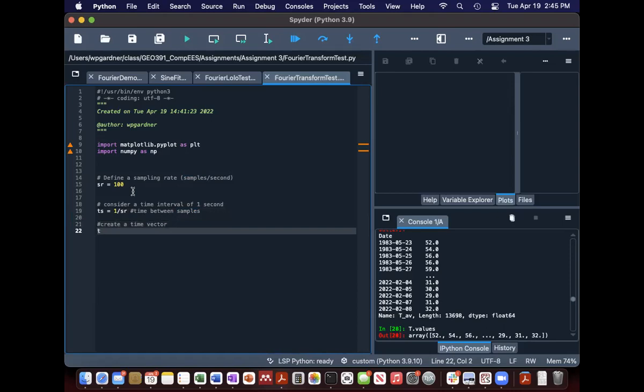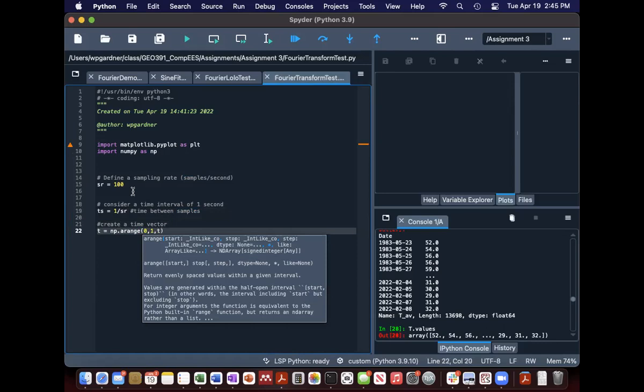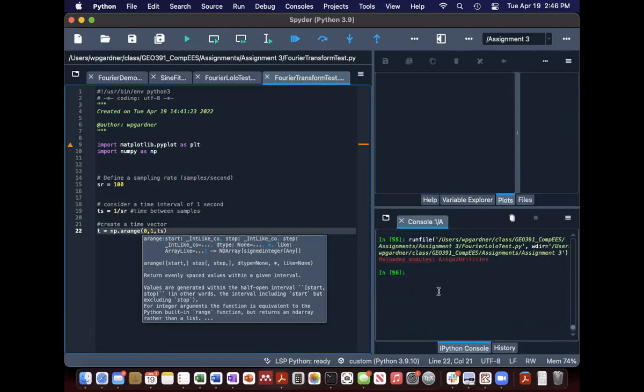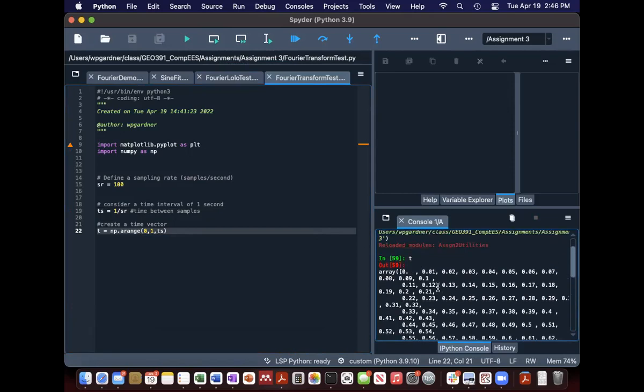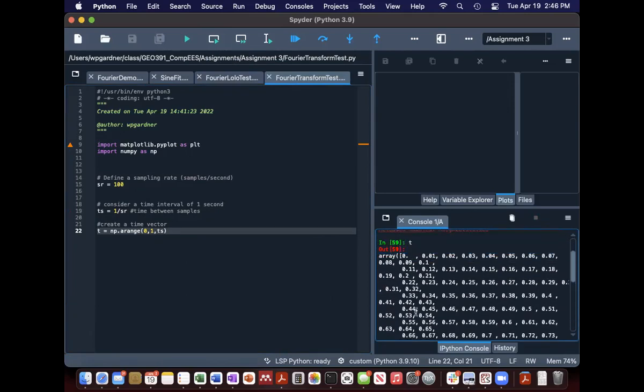So we will create a time vector that goes from 0 to 1 second, divided up by our sampling interval. All right, so if I were to run this and checked out what T was, it's an array, and it goes from 0 up to 1 second minus 1 over my sampling rate.